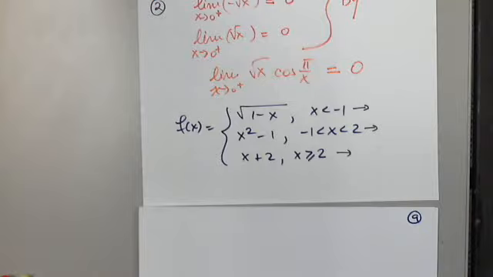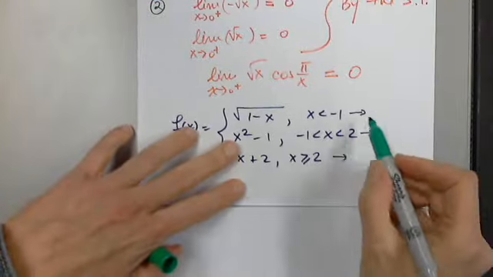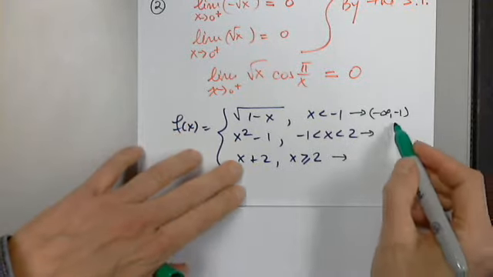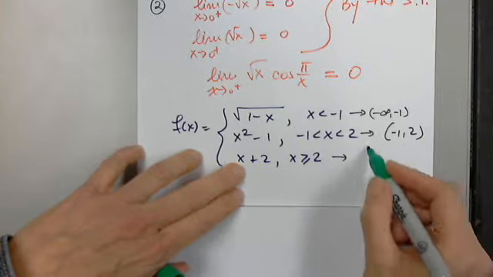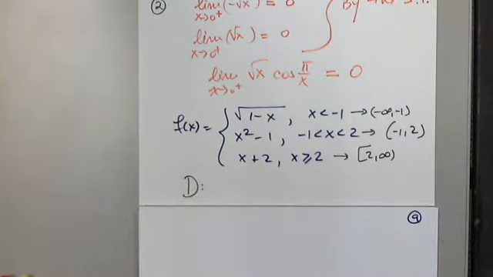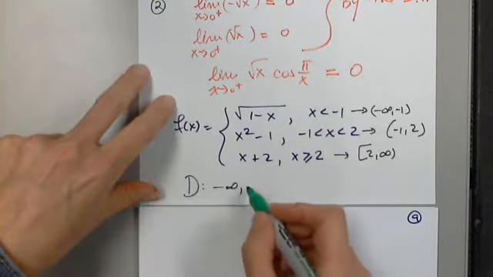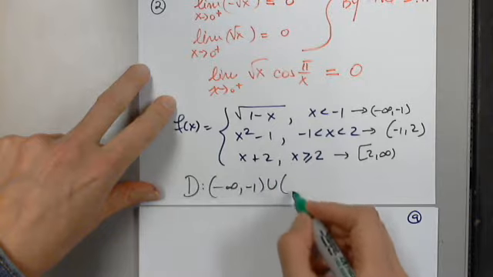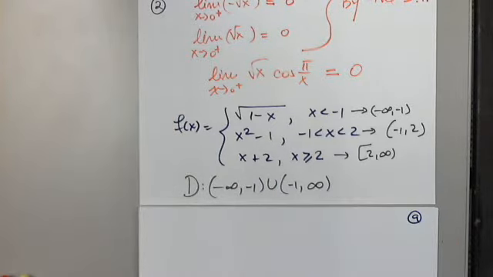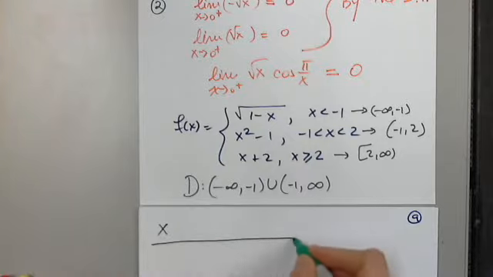Every time we graph a function, we need to identify its domain. That's the first step. This piece is the same with negative infinity to negative 1. Agreed? This is the same with negative 1 to 2, and this is the same with 2 to infinity. Can anyone give us the domain of this function? Negative infinity to negative 1. Negative 1 to infinity. Awesome. Do we all agree with this?